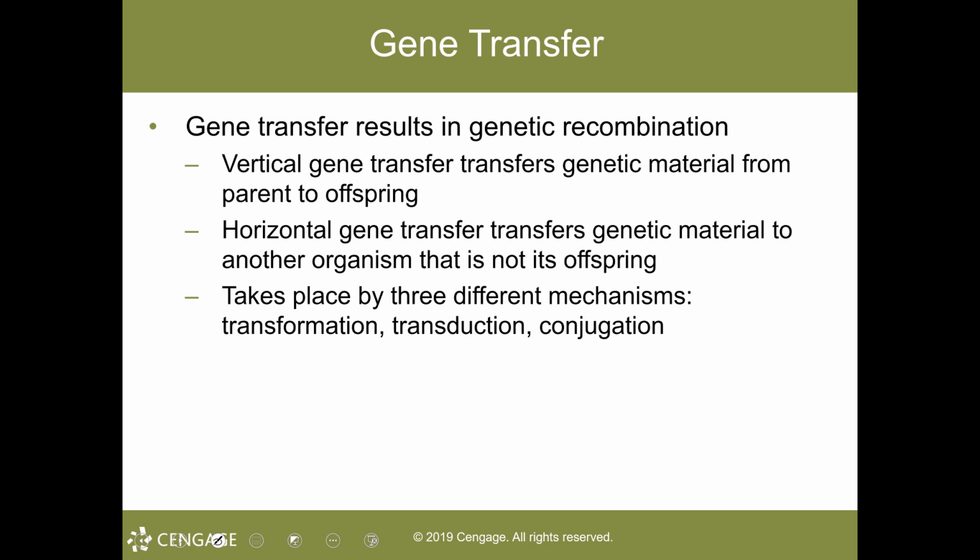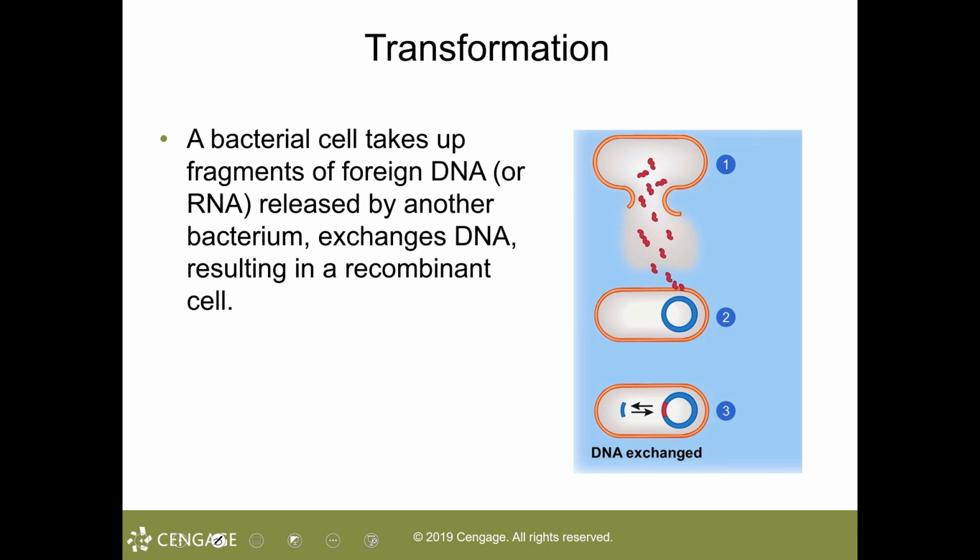Next, gene transfer. So gene transfer results in genetic recombination. Class, this is where it gets very interesting. So what happens here, class, is it can be vertical gene transfer, meaning transferring genetic information from parent to offspring. Horizontal, class, being genetic information that comes from another organism that is not its offspring. And this happens, class, gene transfer, in one of three ways. Let's hit those three now: transformation, transduction, and conjugation.